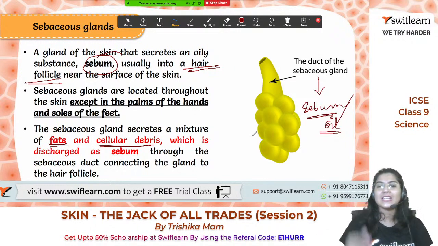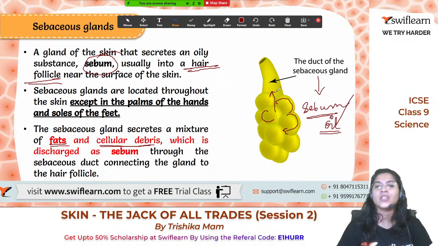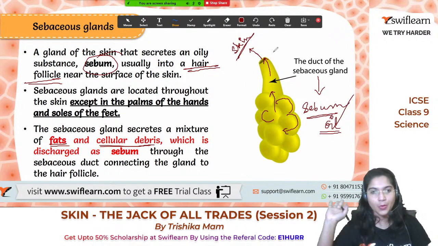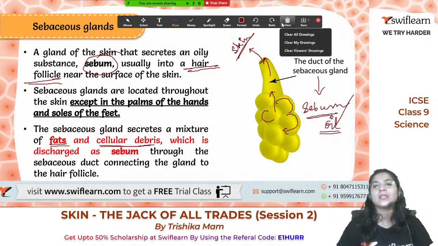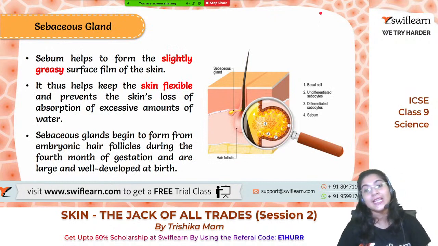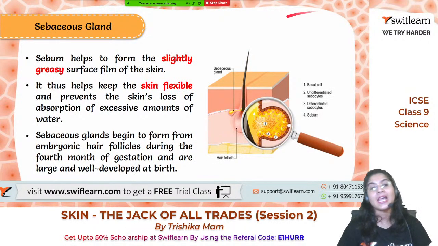Through this duct, it is secreted from this gland, and finally it will move through the duct, because you already know this is an exocrine gland, and through the duct it will go towards the uppermost portion of the skin, and it will be released out of our body. Clear, right? So this is all about the sebaceous gland. So we have already studied the sebaceous gland, the sweat gland, and the hair.